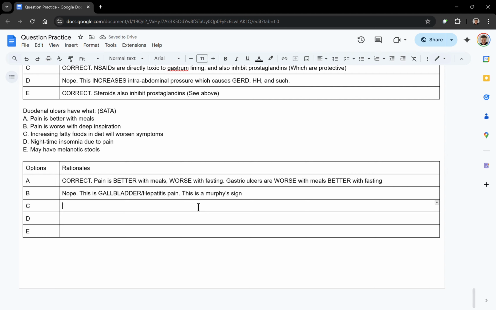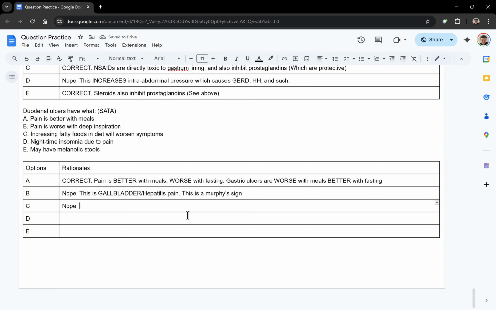All right. C. Increasing fatty foods and diet with worsened symptoms. Maybe because it causes more bloating. So maybe it's gastric. So maybe it's a no. But I don't know. Increasing fatty foods. Yes. That was yes. It's a nope. Why is it a nope?